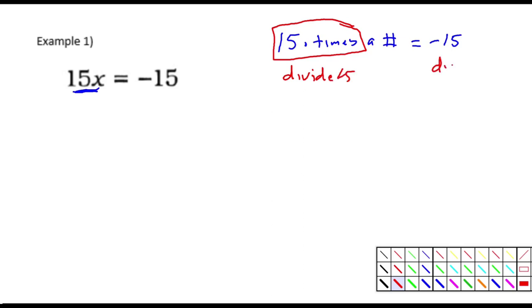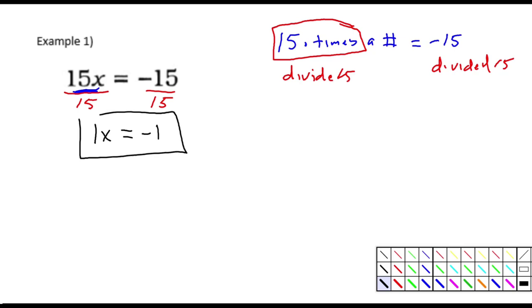And we'll end up doing that to both sides. So we're going to divide both sides of my equation by 15 to keep it balanced. I'm going to divide this side of my equation by 15 and I'm going to divide this side of my equation by 15. And then we'll see what we get here. 15 divided by 15 is just 1, so this will just be 1x. You don't need to write the 1 if you don't want to. And negative 15 divided by 15 is negative 1.